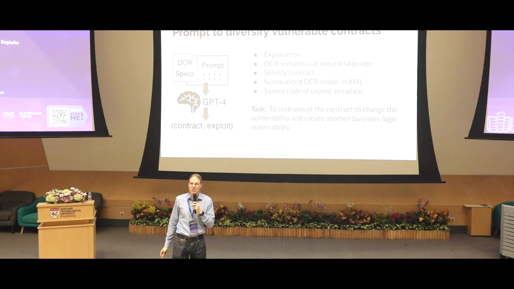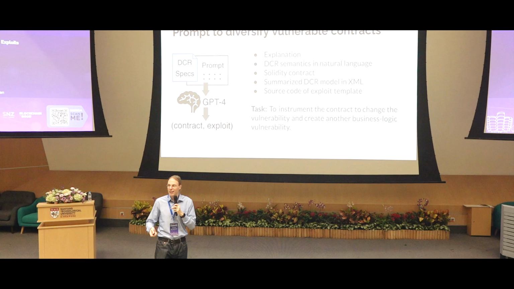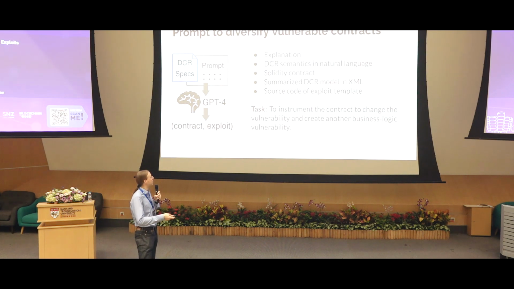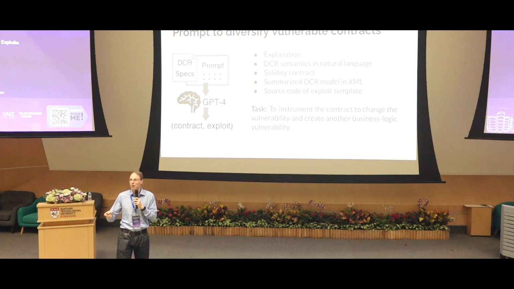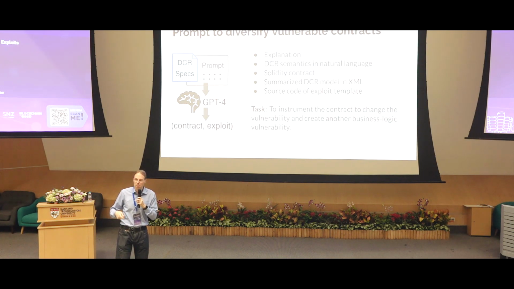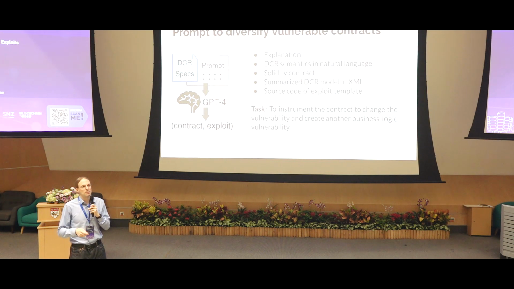The prompt to ChatGPT includes first an explanation of the task. The goal is to diversify one example smart contract and get more and more versions that are similar but vulnerable in slightly different ways. We then provide the semantics of the DCR graphs, a description of the different arrows and boxes. That part is something that we don't really have to come up with, because that exists already in literature. Then the source code of the contract, the DCR model itself in XML specification.